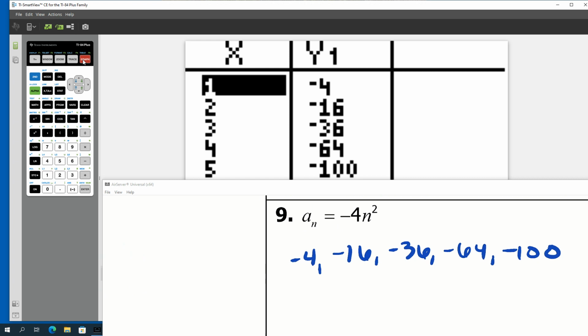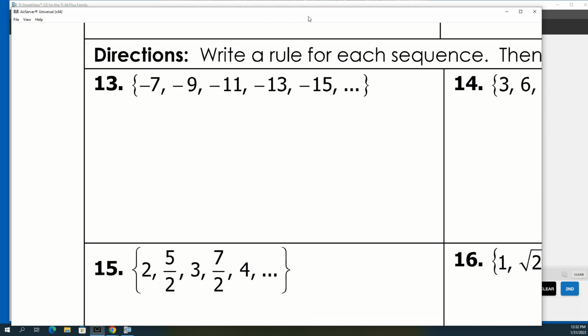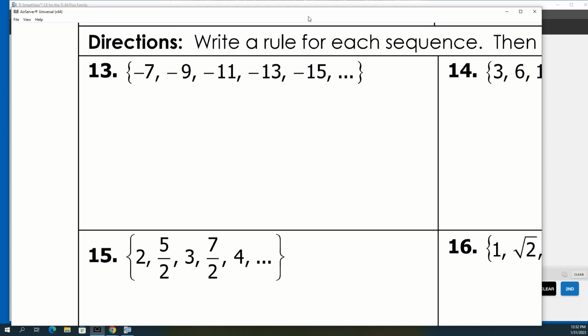So totally different than yesterday. Now we just plug in numbers instead of using previous. All right, so I'm going to skip down, unless you guys need to see some more of those examples. I'm going to skip down to number 13. This is where this is kind of tough. We have the sequence, and we're going to write the rule. But the rules we're going to use is you plug 1 in to get -7, and you plug 2 in to get -9, and then plug 3 in to get -11.